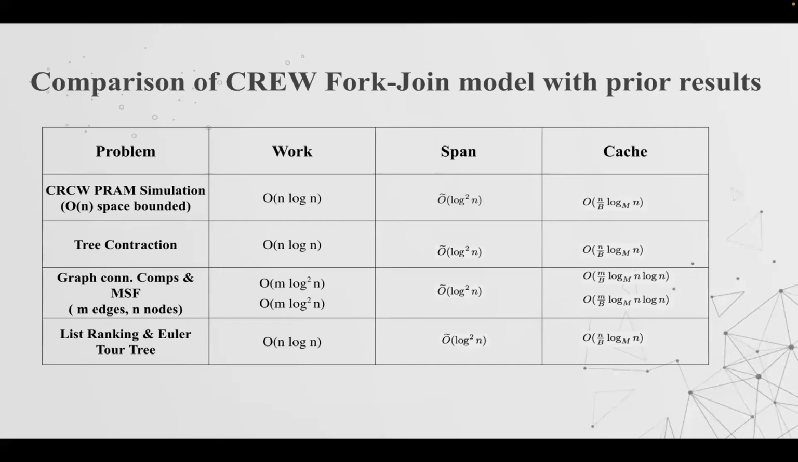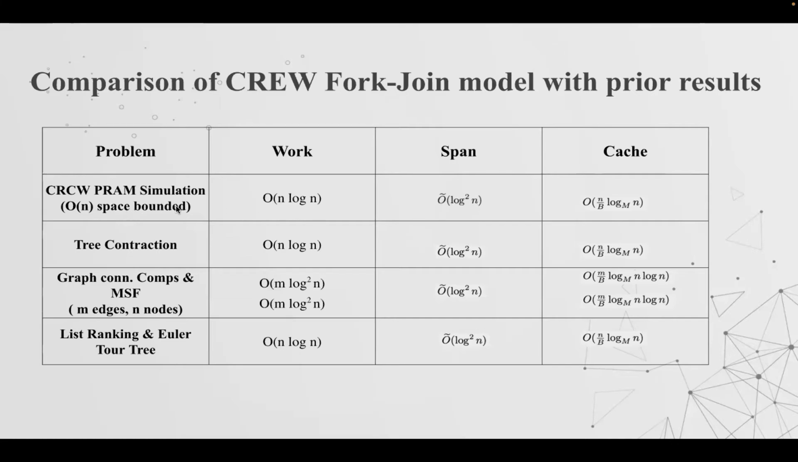Here is a comparison of the CREW fork join model with the prior results, including this CRCW PRAM step simulation work. They have the same bound as the sort bound. Using the above results, the CRCW PRAM simulation work, they get data oblivious algorithms.